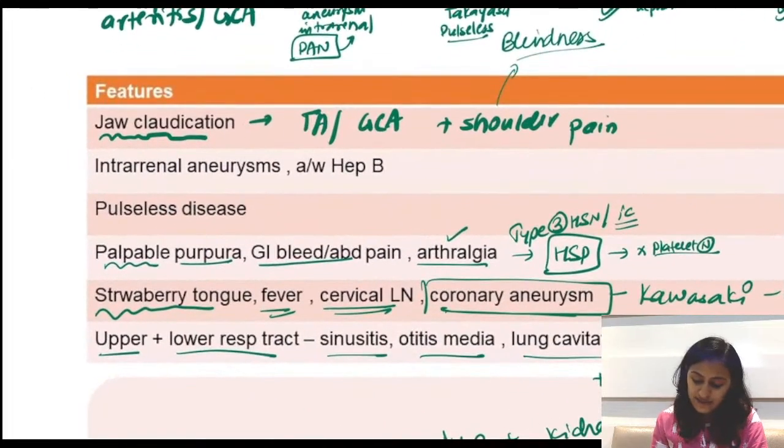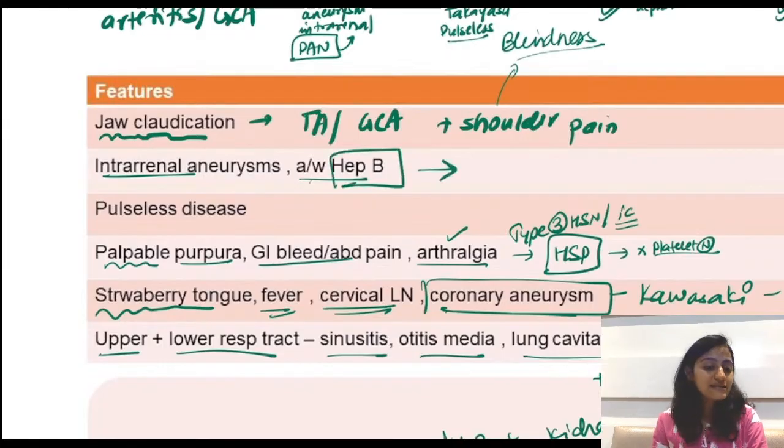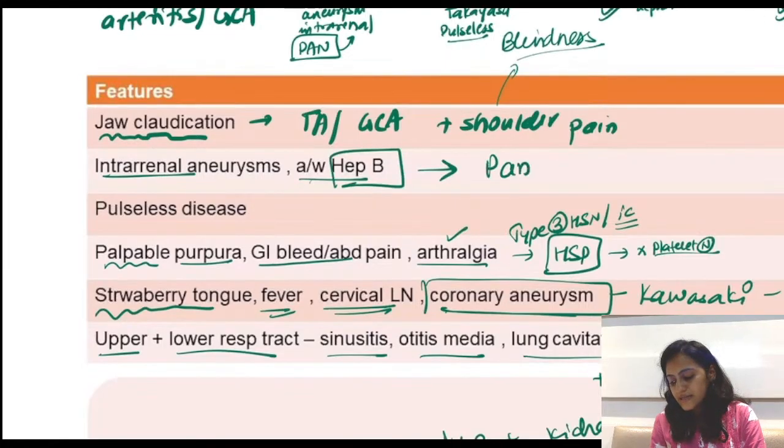What is going to be the answer to this one? Intrarenal aneurysms, and which vasculitis is associated with hepatitis B? It is polyarteritis nodosa. Which vessel is spared in polyarteritis nodosa?